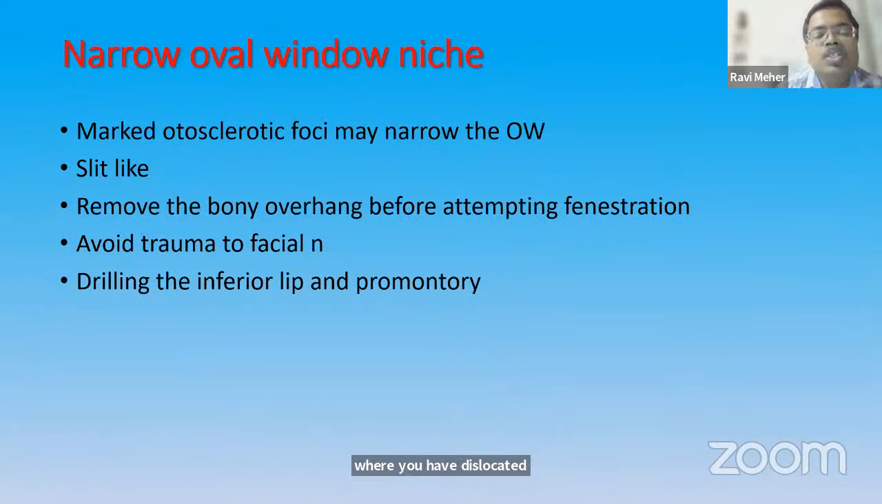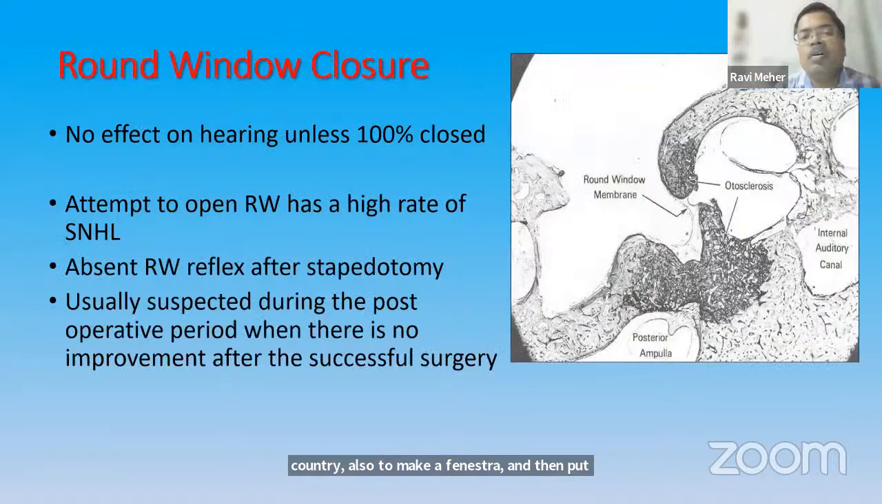Narrow oval window niche, again, if it is very slit-like, very narrow, you can do a drilling of the inferior lip of the foot plate and drill a part of the promontory also to make a fenestra, and then put a piston. Round window closure, this is also very, very rare.